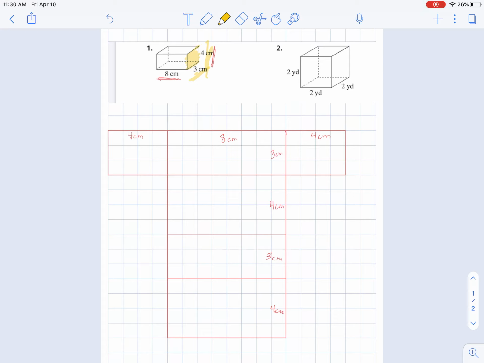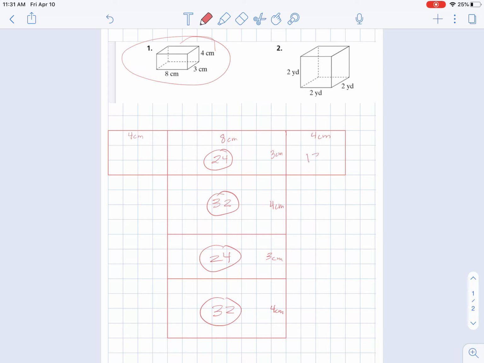So here's our net. So now if I say, hey, what is the surface area of this rectangle? We've drawn our net. We can find the area of each section, right? So this top rectangle, we're going to do 8 times 3 because the area of a rectangle is length times width. 8 times 3 is 24. This next one is 8 times 4, which is 32. Then back to 8 times 3, 24. Back to 8 times 4 is 32.